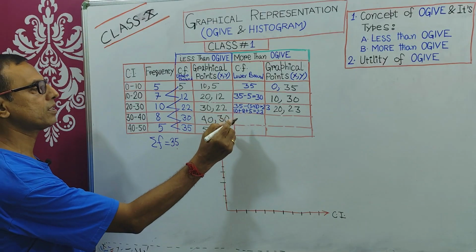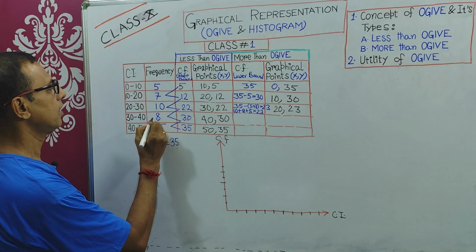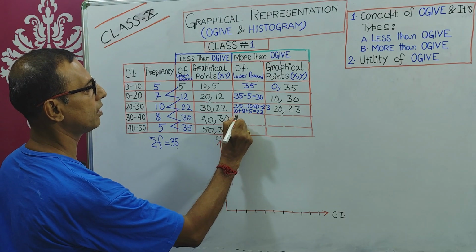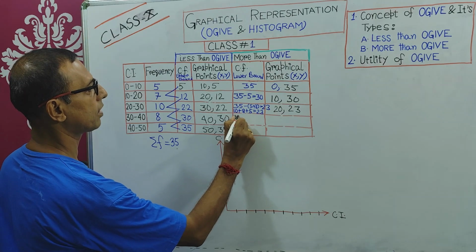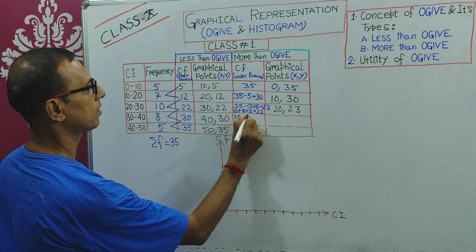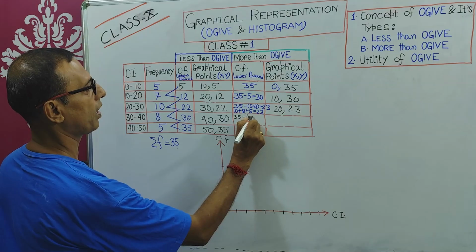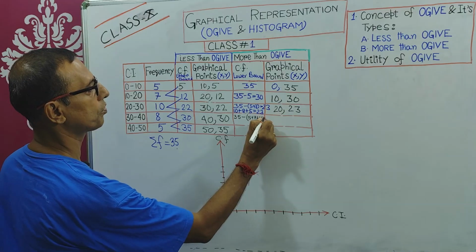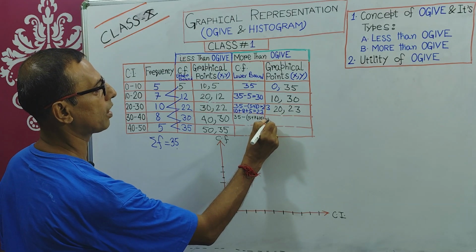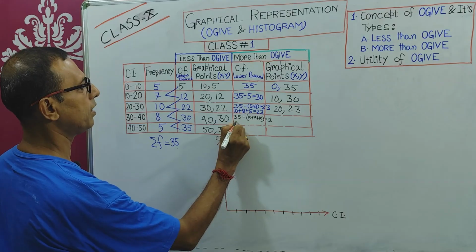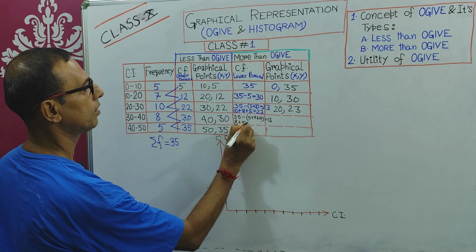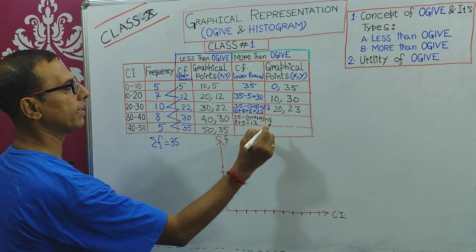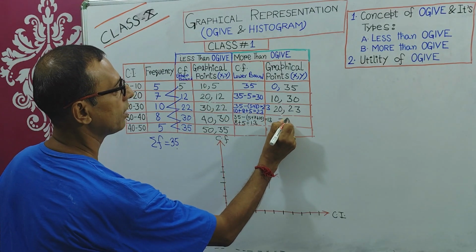And what is the cumulative frequency? That we need to calculate. Here it is 30 and above. That means 13. You can say 35 minus 5 plus 7 plus 10, that is 22. 35 minus 22 equals 13. Or you can say 8 plus 5 equals 13. So actually the point will be lower bound 30 and then 13. So 30 and 13.